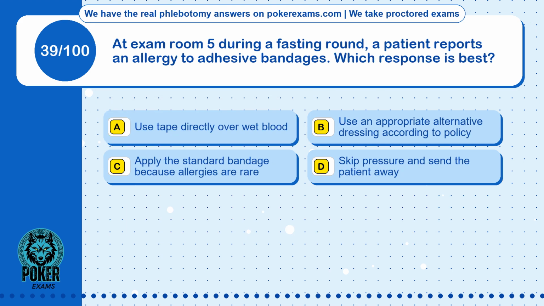Question 39. At exam room 5 during a fasting round, a patient reports an allergy to adhesive bandages. Which response is best? Option A. Use tape directly over wet blood. Option B. Use an appropriate alternative dressing according to policy. Option C. Apply the standard bandage because allergies are rare. Option D. Skip pressure and send the patient away.